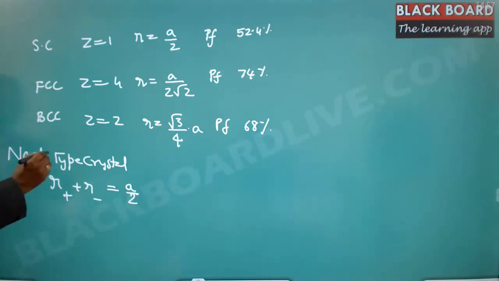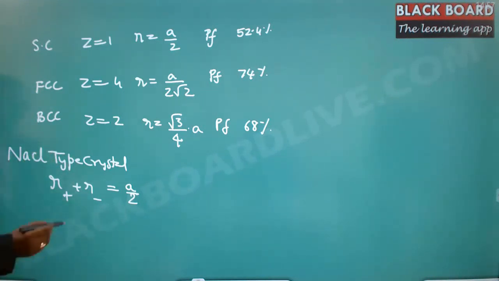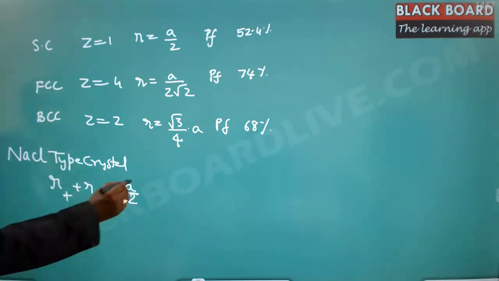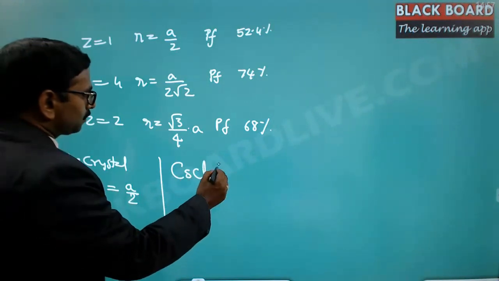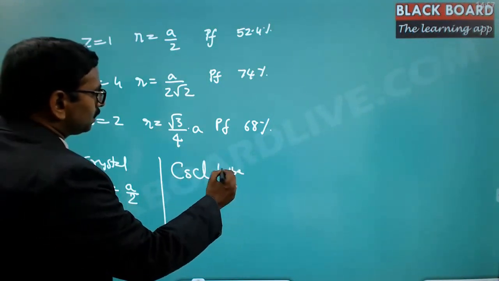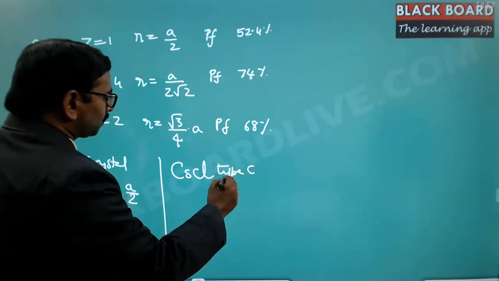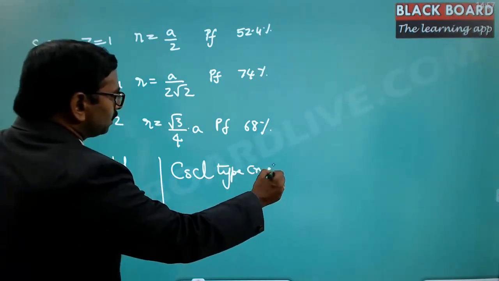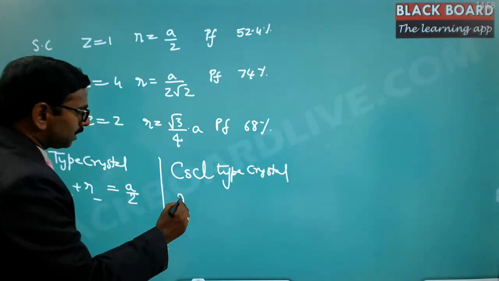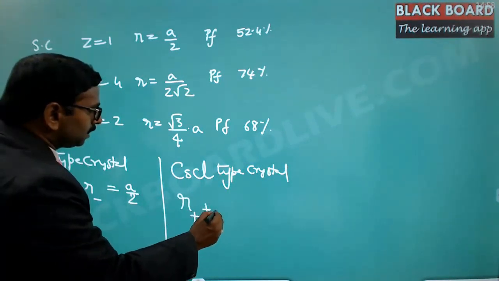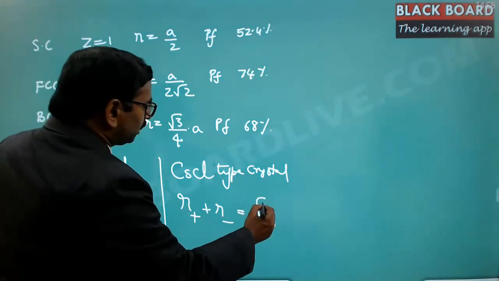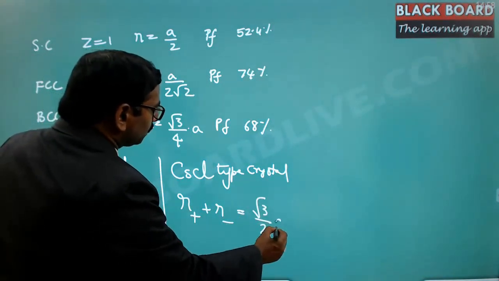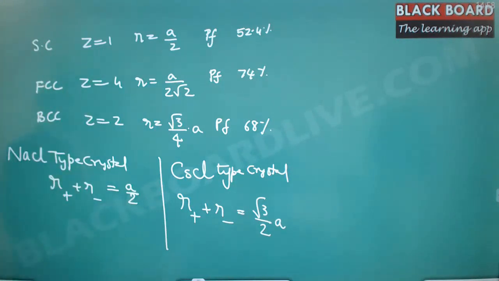For an NaCl type crystal, radius of cation plus radius of anion is equal to half of the edge length. Similarly, for a cesium chloride type crystal, radius of cation plus radius of anion is equal to root 3 by 2 into A. These are the important results.